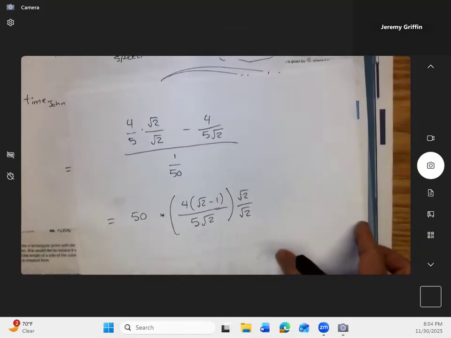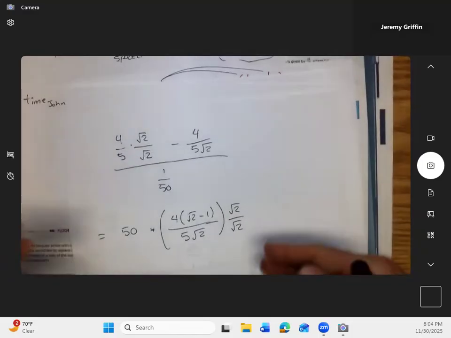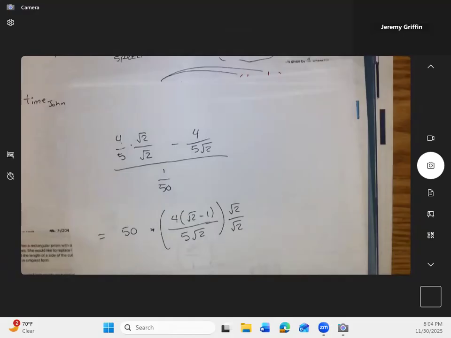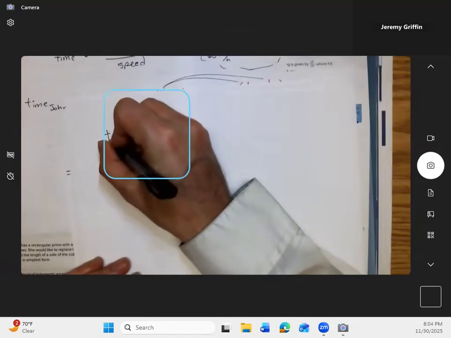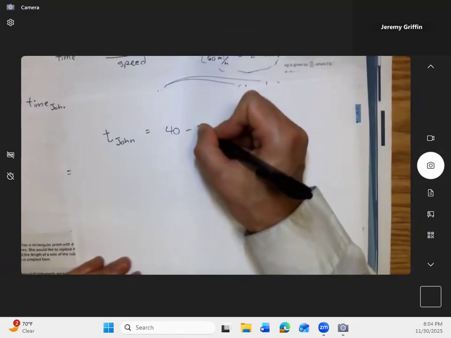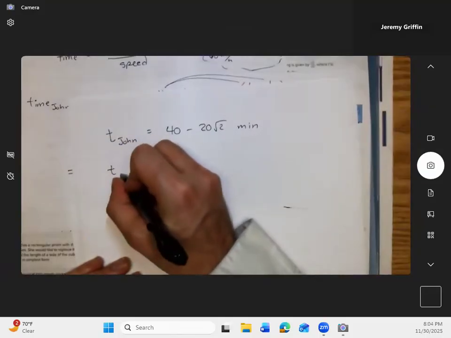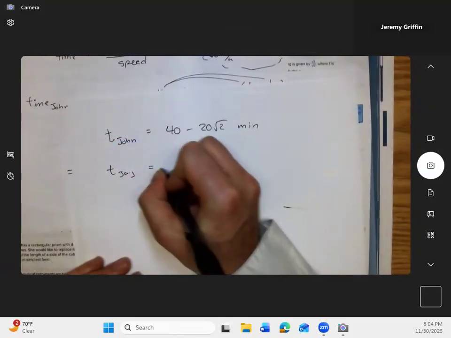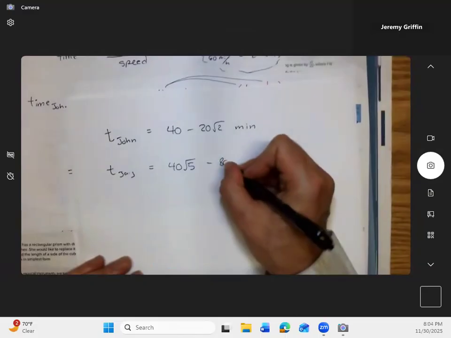Okay. Now, I could keep going on. Right? This is clearly going to take a few minutes to finish this puzzle, and this video is going on a little long. But I think you guys see the principles of how to solve this, and the rest is just cleanup. So I'm going to take a sneak peek over here, the addition, and jump to the answers. Right. So the time for John ends up being 40 minus 20 root 2 minutes. Right? If you want to challenge yourself and take that all the way to the end, you can do that. And the time for J ends up being 40 root 5 minus 80 minutes.